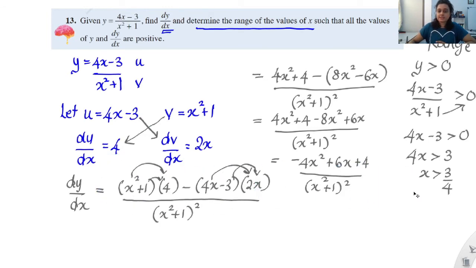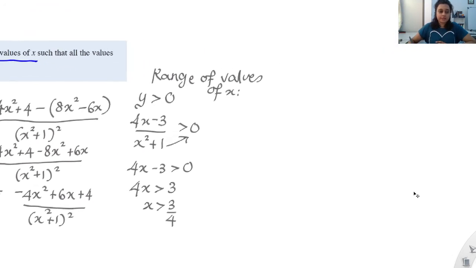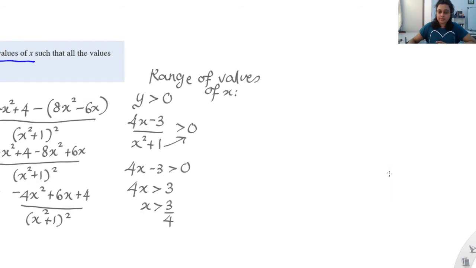So dy/dx, that's now what we got. Okay, let me write here. dy/dx we also got ready, right? So we have to use the one that we got. Now let's find the range of values of x again. We have to find for both, then we have to combine and see.